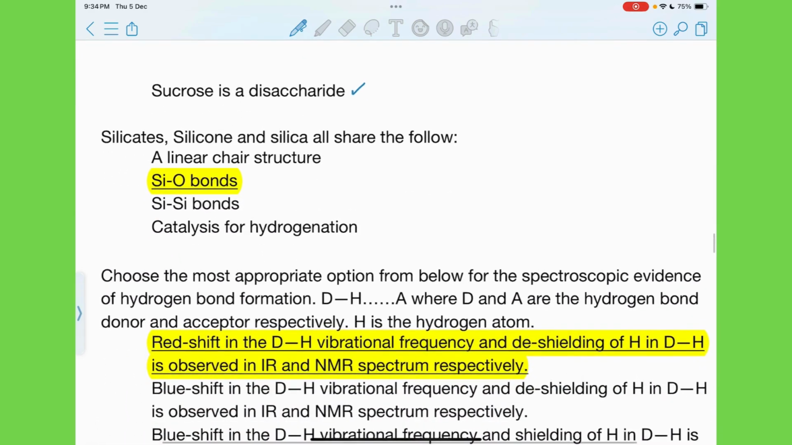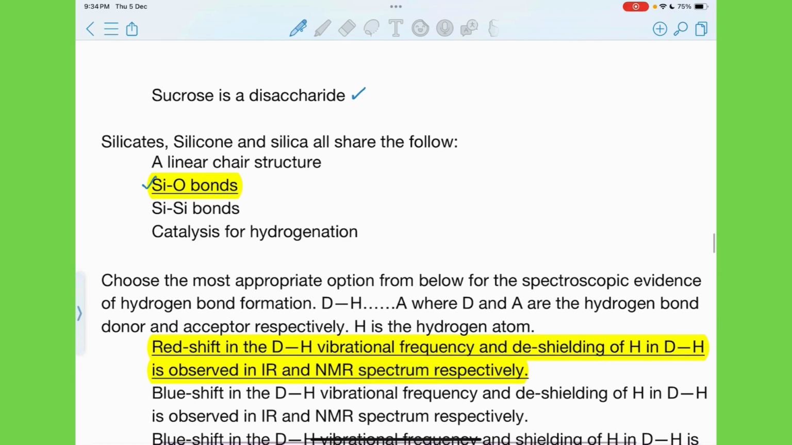Next question says, silicate, silicon and silica all share the following. Yes, all of them share the SiO bonds. Some have SiO bonds, some have SiO and Si-Si bonds.